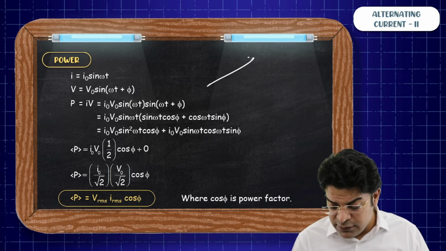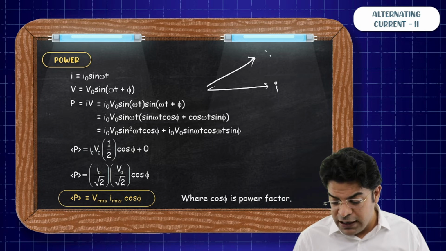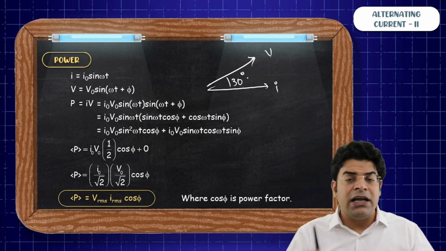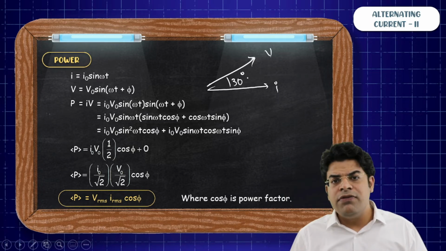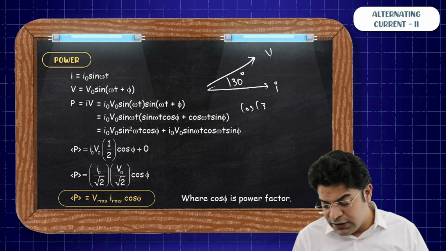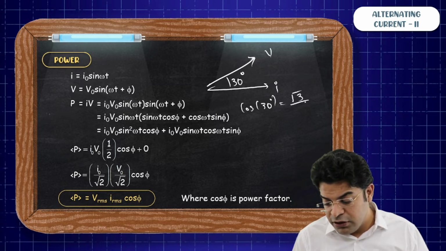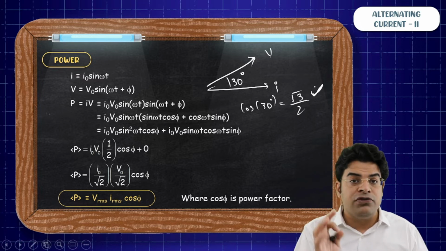So if the phase difference between the phase of current and potential is 30 degree, they might ask you what is the power factor. So you will say that the power factor has to be cos 30 degree, and cos 30 degree will be root 3 by 2. You should be able to answer these type of simple questions.